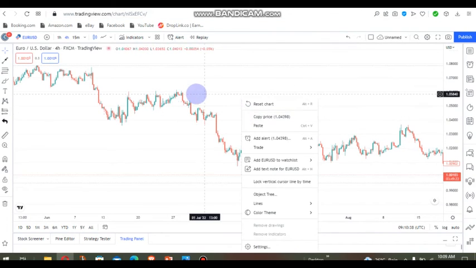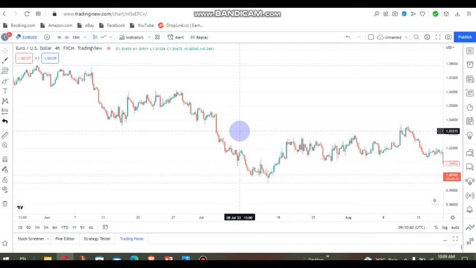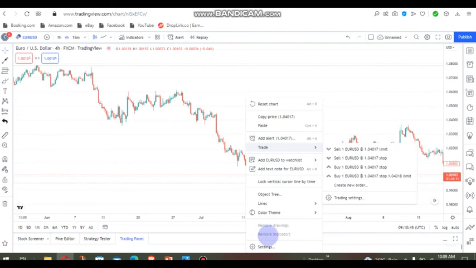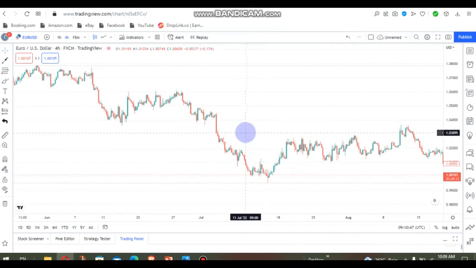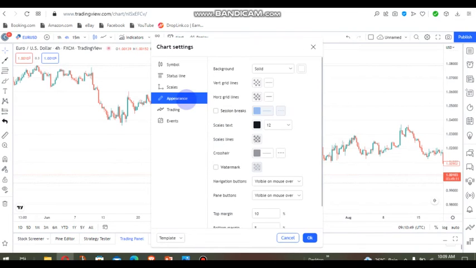Now for the charts, some people don't like the white color. That's why you see some people using black, their background is black. You can simply come and check on settings. You can put your own settings there. Look at the appearance, and you can put your background.